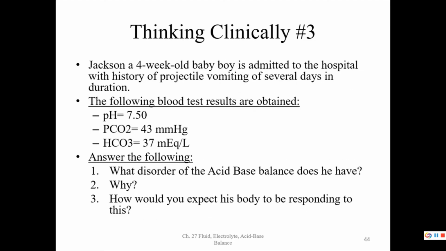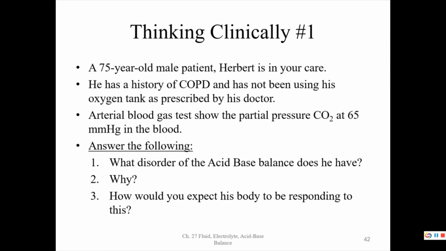Here I have some things to kind of go through. Let's think about it. We have a 75-year-old male patient, Herbert. He has a history of COPD. He's not been using his oxygen tank. His arterial blood gas has a partial pressure of CO2 at 65 in his arterial blood. It should be 40. So obviously CO2 is up. So obviously we're thinking first, respiratory. It's elevated CO2. So we're thinking respiratory what? If you said acidosis, you're right.